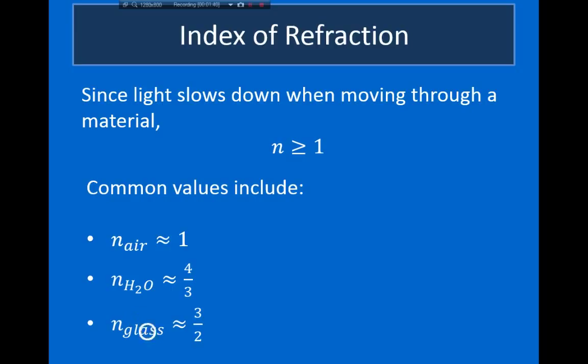And the index of refraction of glass is usually pretty close to 3/2. And of course, that depends on what the glass is made out of, whether it's a crystalline quartz or an amorphous type of silica. But most forms of glass have an index of refraction that's very close to 1.5.